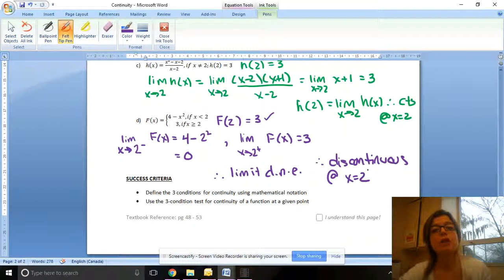All right, so basically after this note, you should be able to define the 3 conditions for continuity using the mathematical notation, and then use that 3-condition test for continuity of a function at a given point.